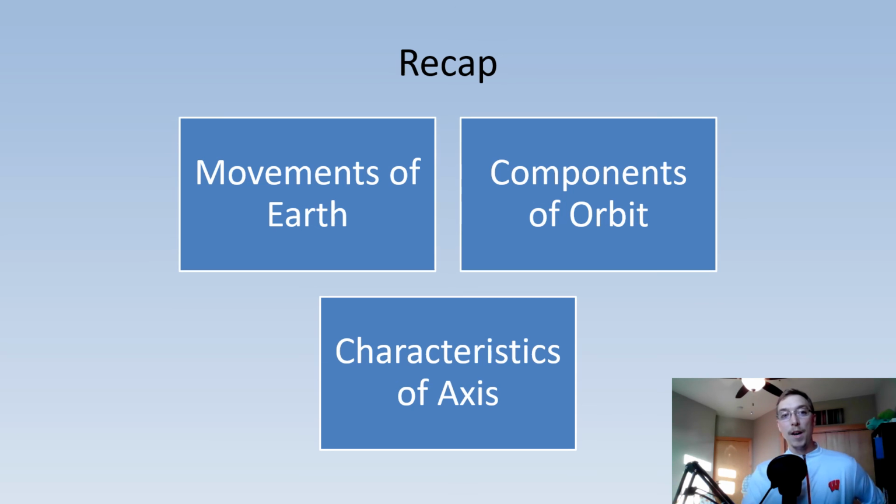So just to recap, we talked about the movements of Earth, its rotation or orbit, or revolution, if you will. We talked about the different components of that orbit, the ecliptic plane, the perihelion, and the aphelion, and we talked about the characteristics of its axis. In our next video, we're going to be talking about the seasons.